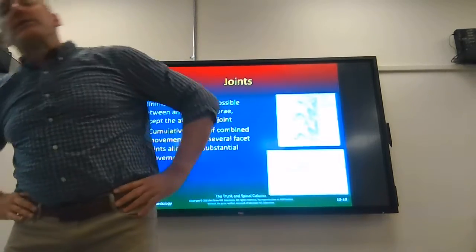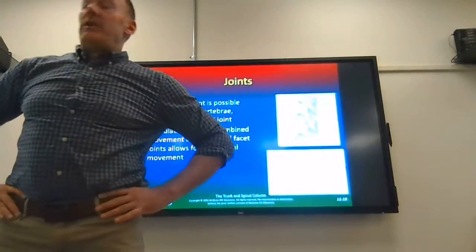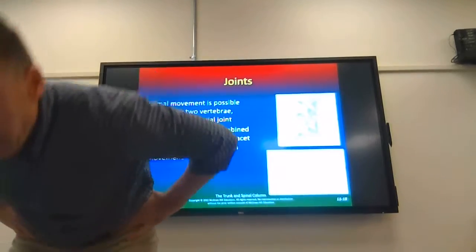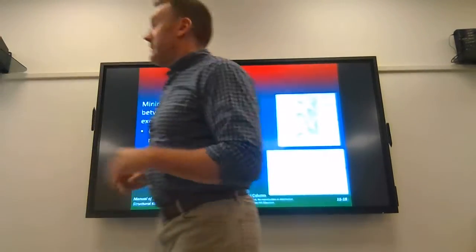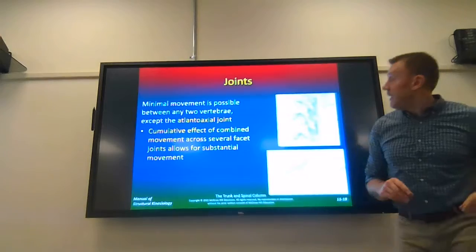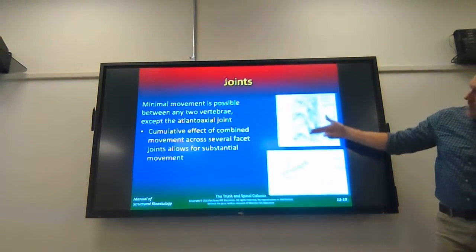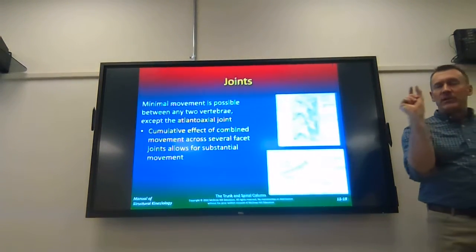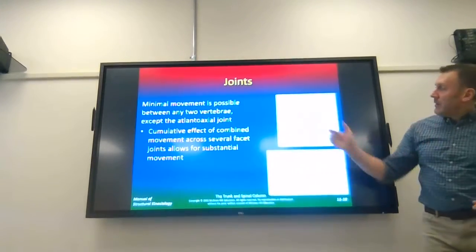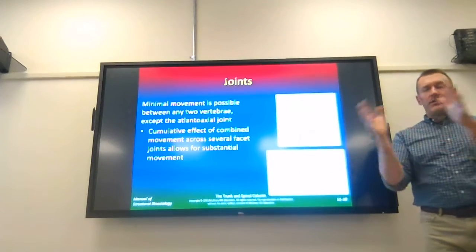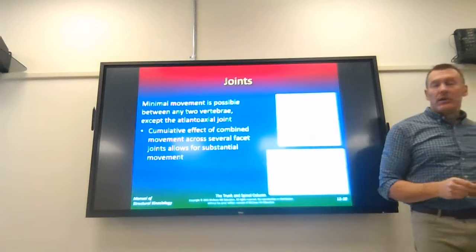So if I'm doing this with my spine, or this, or this with my spine, okay, it's not just one joint, it's all these joints where we have just a little bit of movement taking place that allows for the large gross movement to occur.